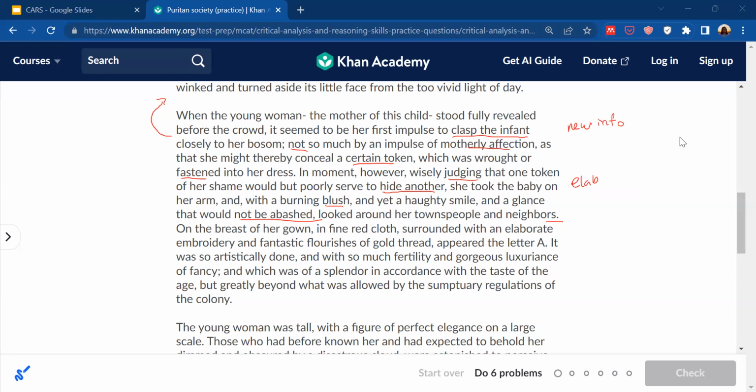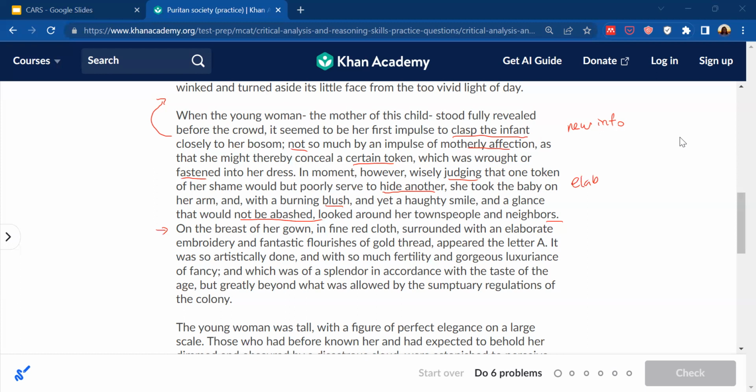So then it says, on the breast of her gown, in fine red cloth, surrounded with an elaborate embroidery and fantastic flourishes of golden thread, appeared the letter A. It was so artistically done, and with so much fertility and gorgeous luxuriance of fancy, and which was of a splendor in accordance with the taste of the age, but greatly beyond what was allowed by the sumptuary regulations of the colony. So something scandalous going on.